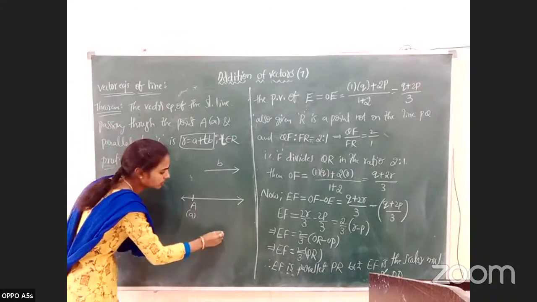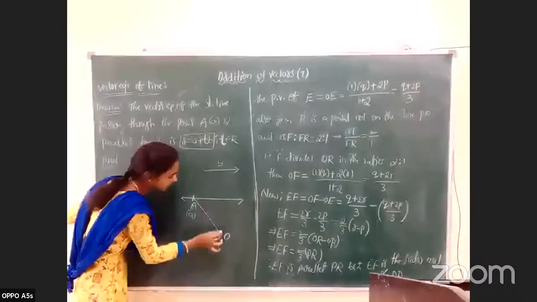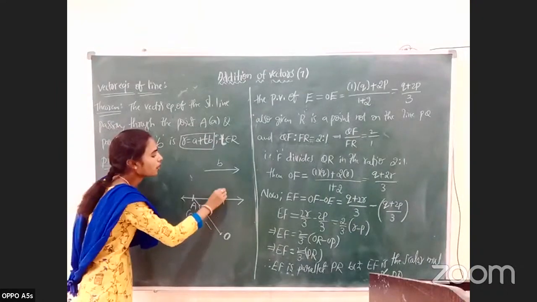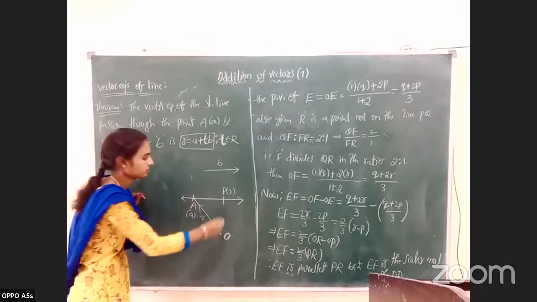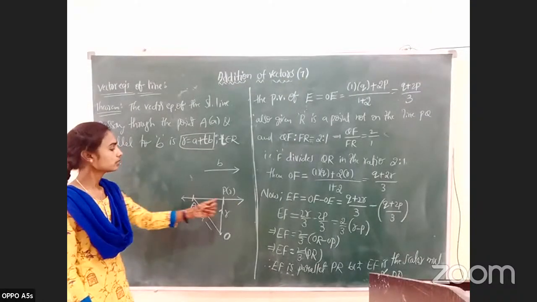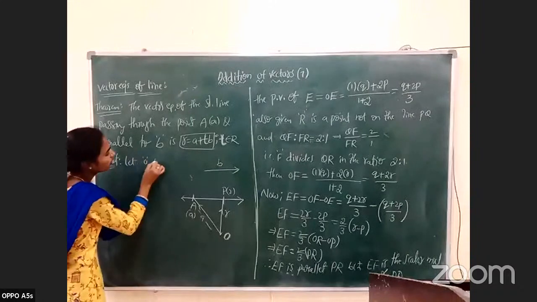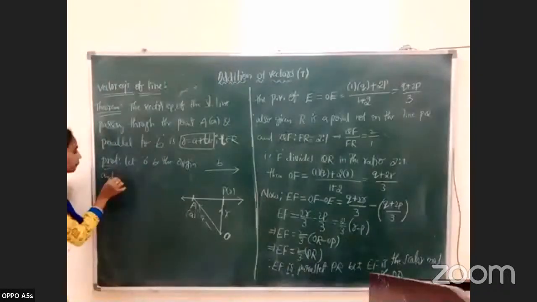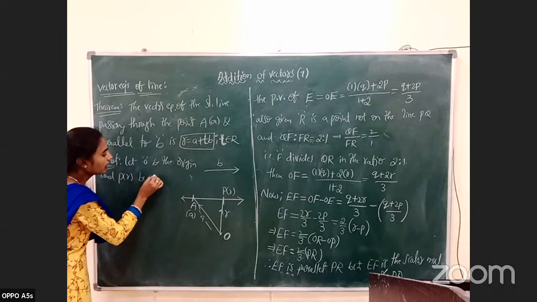So let O be the origin. Then the position vector of A is given, the position vector is A. Let us assume P is any point on the required straight line with the position vector R. P of R means the point with the position vector R, any point on the line.